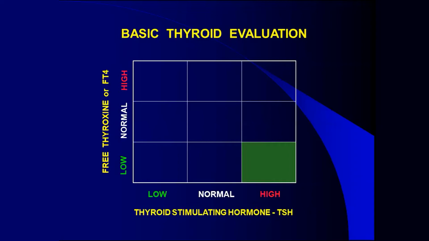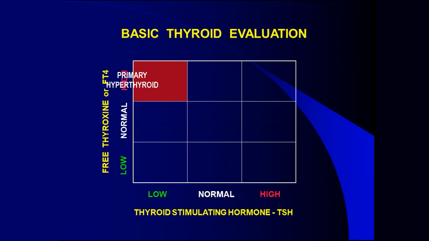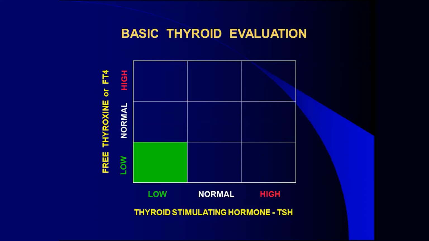And again, this is very simple. This is a case of primary hypothyroidism. Next, we have this red square on the top where the FT4 levels are high and the TSH levels are low. Again, this is simple. This is a case of primary hyperthyroidism. Let's look at this green square at the bottom where both FT4 and TSH levels are low. This is a case of secondary hypothyroidism where both FT4 and TSH are low.